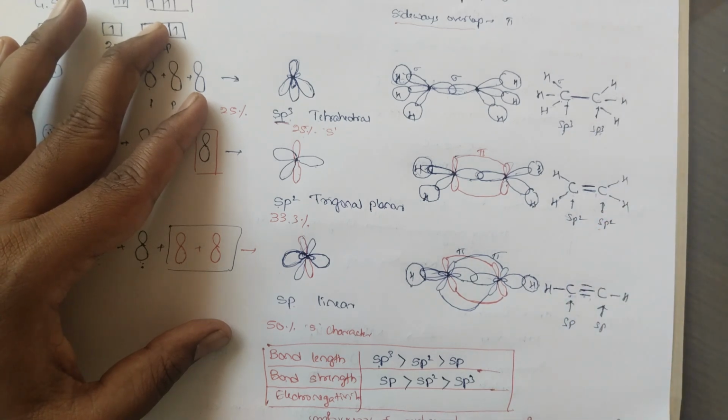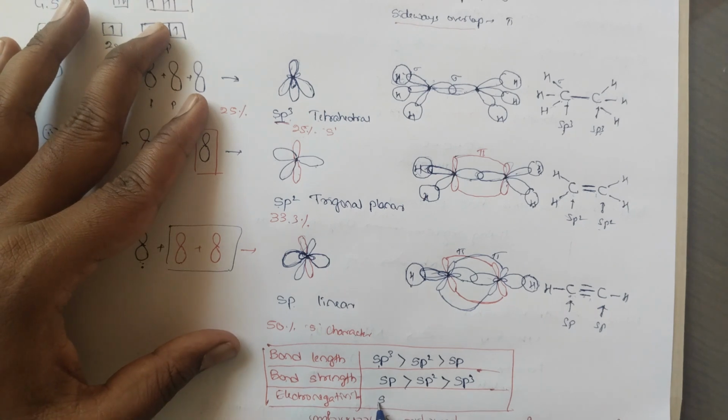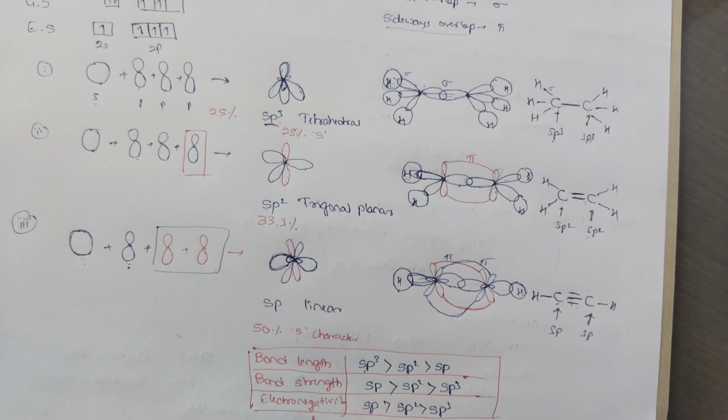Okay, and what about electronegativity? Electronegativity is also the same as the bond strength. sp carbons have the highest electronegativity, then sp2, then sp3. Okay, these are the properties of carbons for different hybridizations. Hope you understood this.